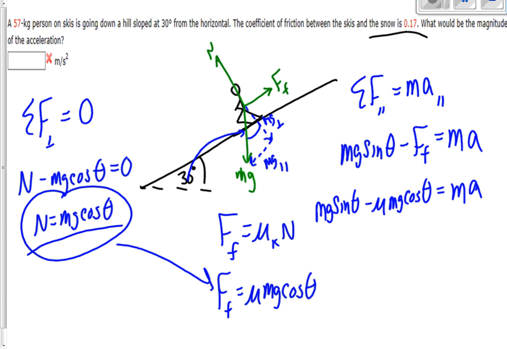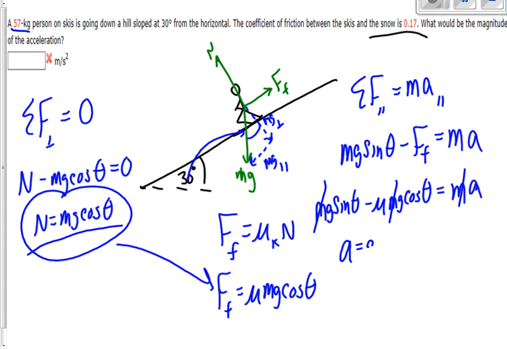Once again, the mass of the skier doesn't even matter. So they gave it to you, but don't freak out when they don't give it to you, because if you work it all the way through, if m is in every single term, then it cancels right out. So we're looking for the magnitude of the acceleration, so I can solve this.